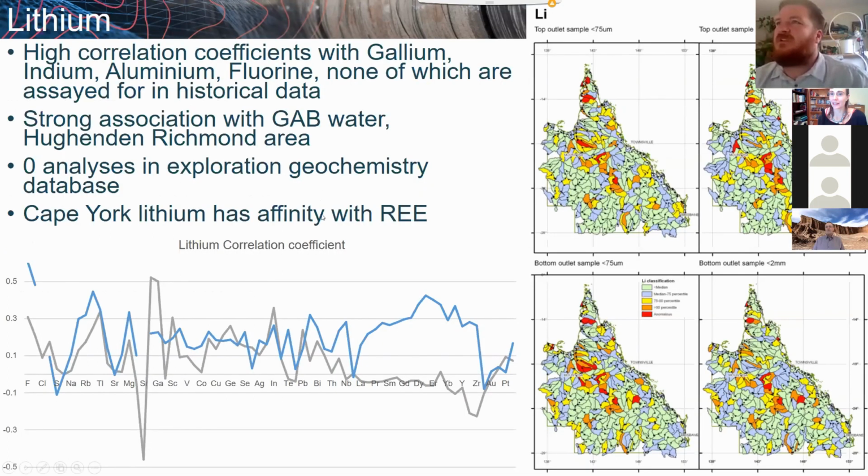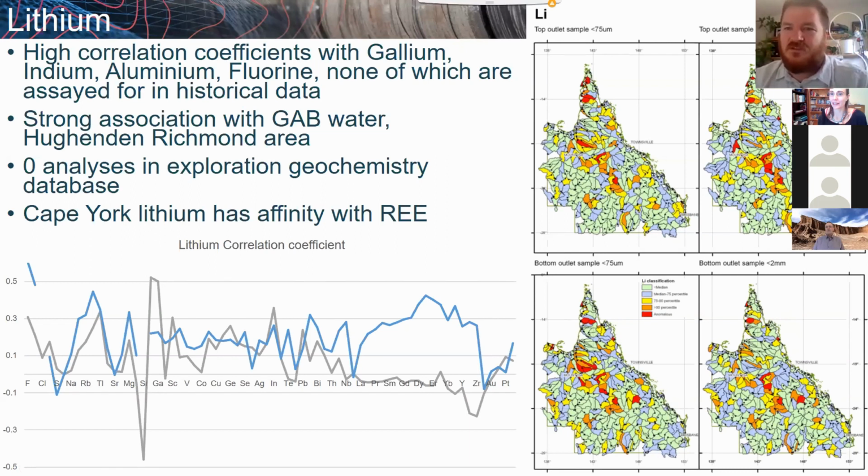I'll just step through lithium now. There's some significant lithium anomalism in Cape York. It's patchy, it's not as obvious as the rare earth anomalism we saw. But there is an association with felsic igneous mineral systems, so we thought it would be worth investigating. And also in the geochemical database, there's zero analysis for lithium. So it's really a completely clean slate in the search for these sort of minerals.